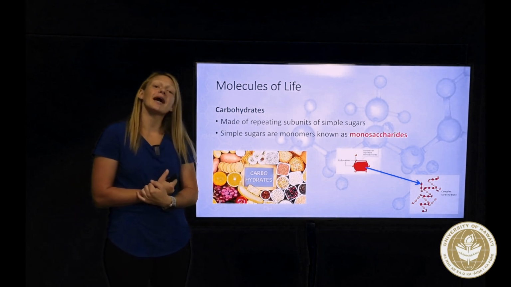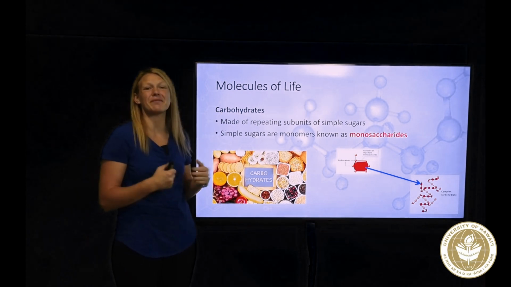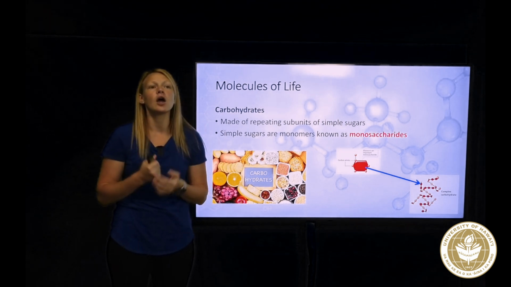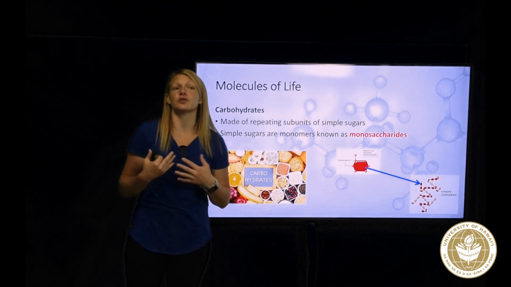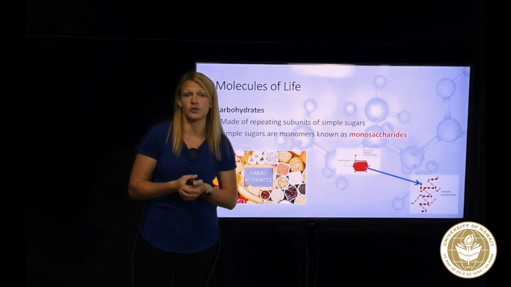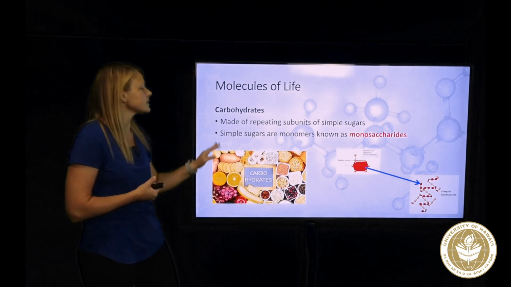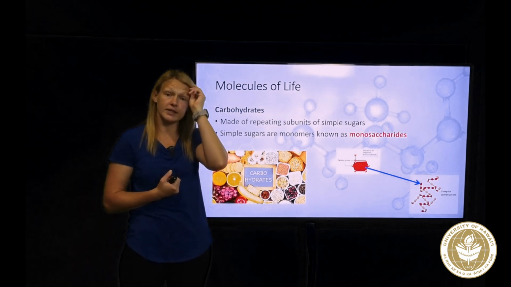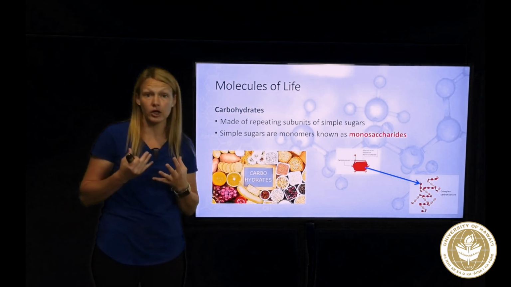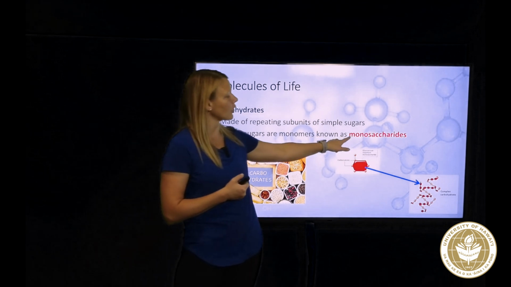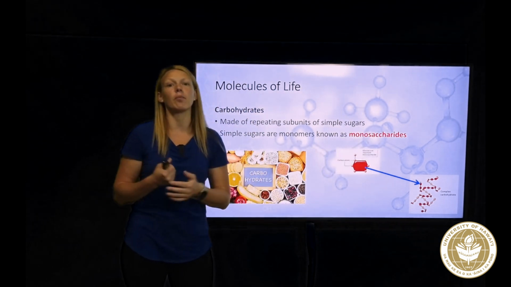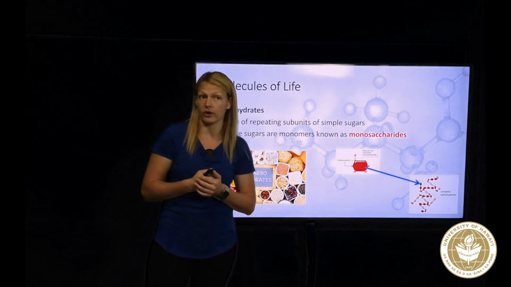We're going to begin by talking about carbohydrates, something you've probably all heard of before, probably referred to as carbs, right? Most of your carbohydrates are going to be used for energy, but some of them can also be used for storage or structural support. So carbohydrates are made of repeating subunits of simple sugars. And those simple sugars are monomers known as monosaccharides.